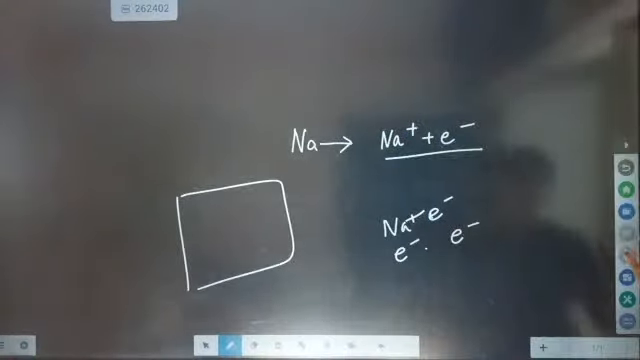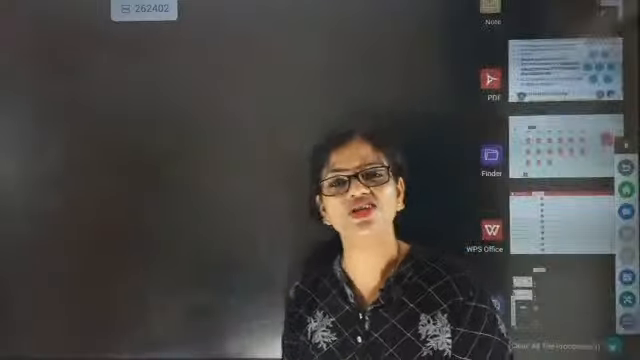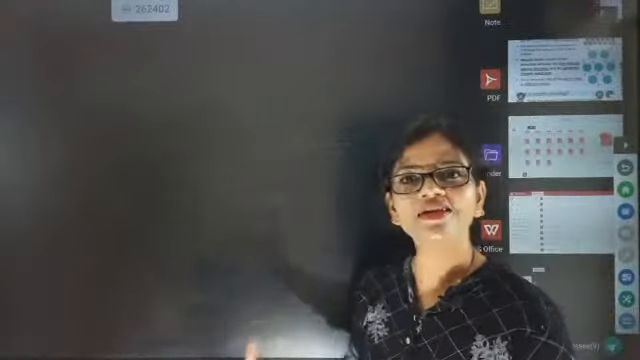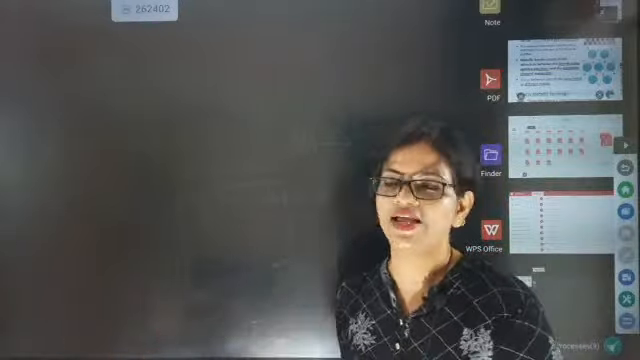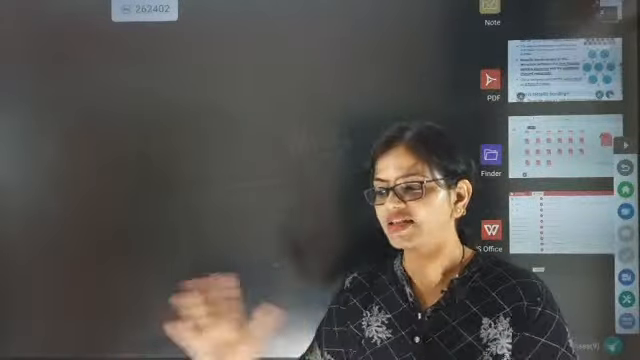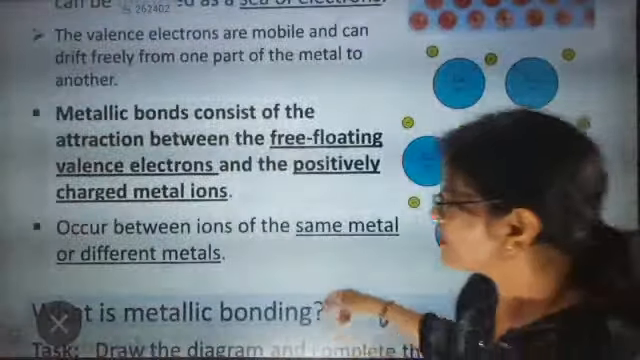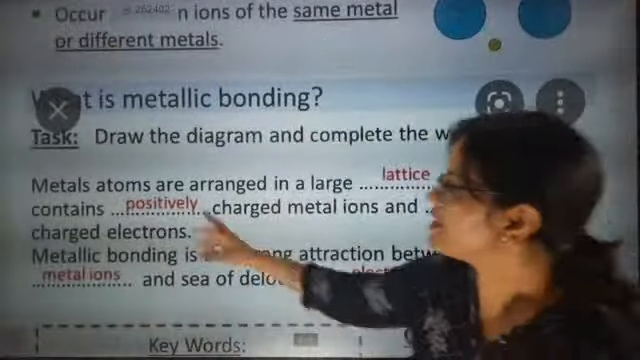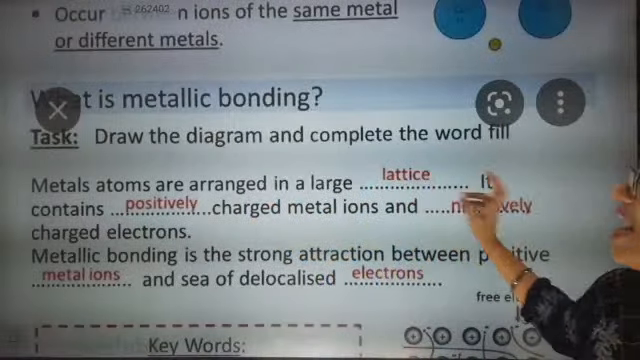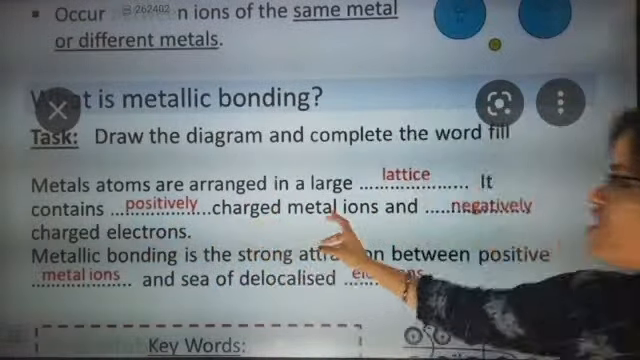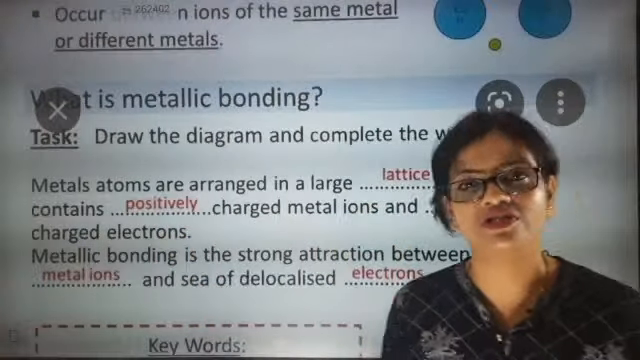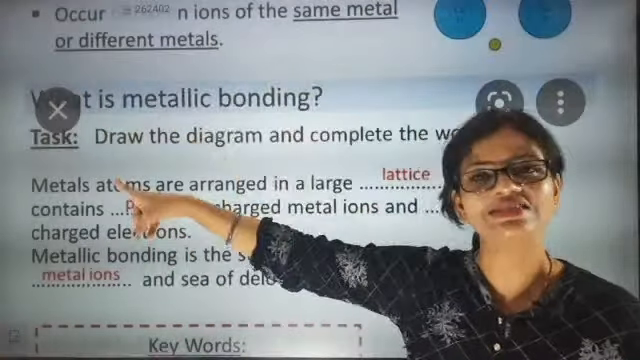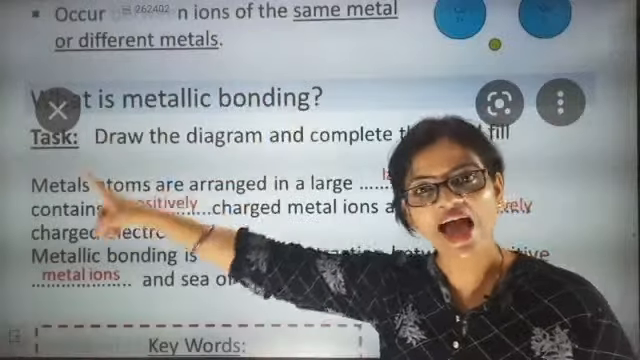Okay. So you have one saying, necessity is the mother of invention. So here the necessity is to combine and stabilize itself. When they have nothing to stabilize with, they stabilize themselves by their ions and electrons, by forming a metallic bond. So what is a metallic bond? Metal atoms are arranged in a large lattice. It contains positively charged metal ions and negatively charged electrons. Which type of electrons? Inner shell electrons or valence shell electrons? The answer is valence shell electrons.